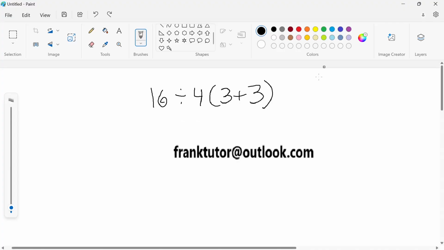Here's a math question. You might see this kind of thing posted on social media and people will argue over what the answer is. 16 divided by 4 times a quantity of 3 plus 3. Sometimes students struggle with this. Sometimes people struggle with it. Students are people, of course.